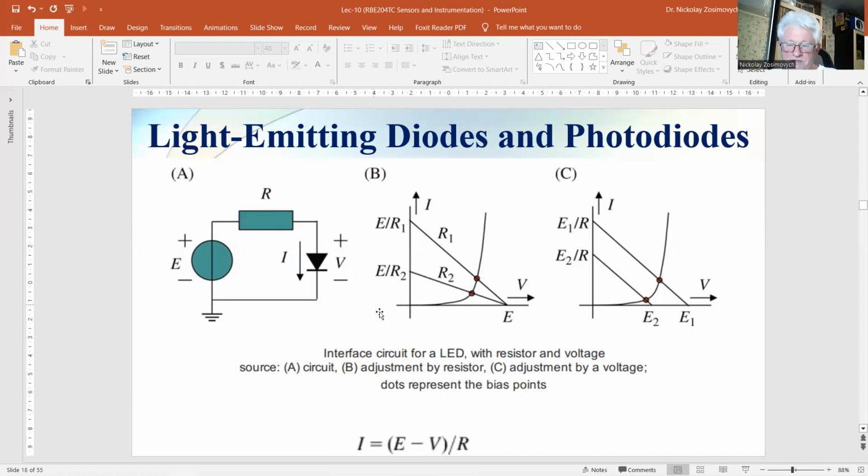And figure B in the middle shows the load lines corresponding to two different values for R. And figure C shows the case where R is fixed and the current is adjusted by the voltage E. In both cases, the bias point is set by the intersection of the characteristic and the load line.